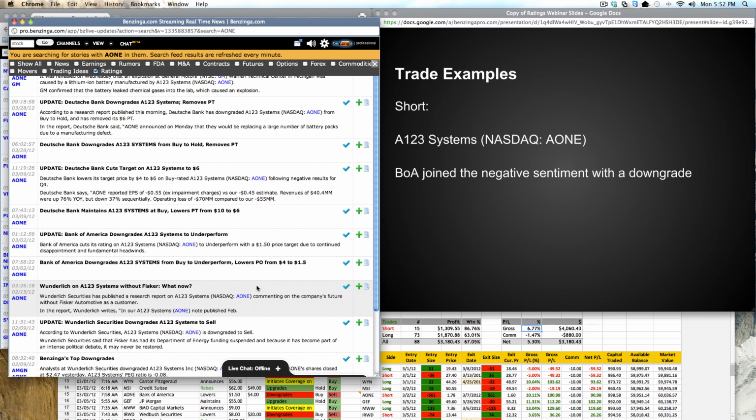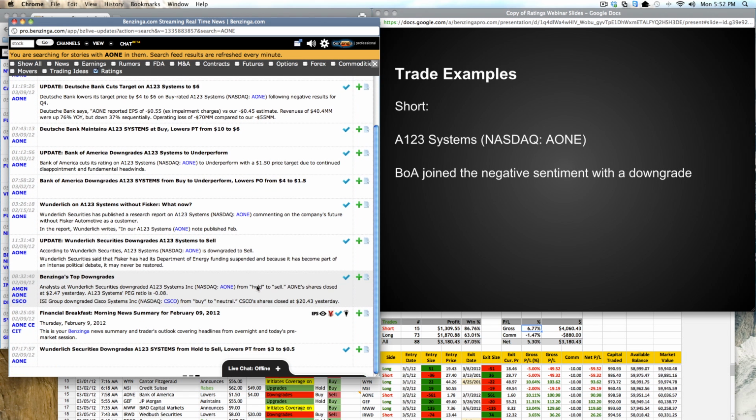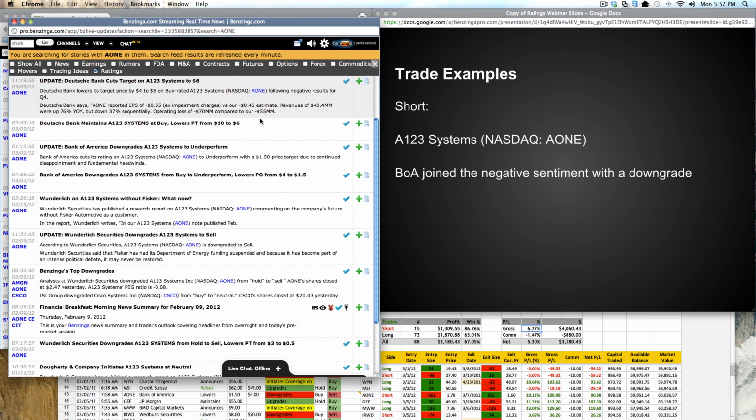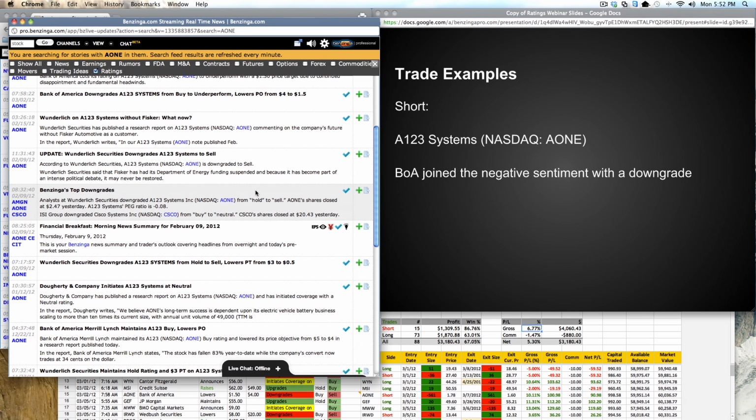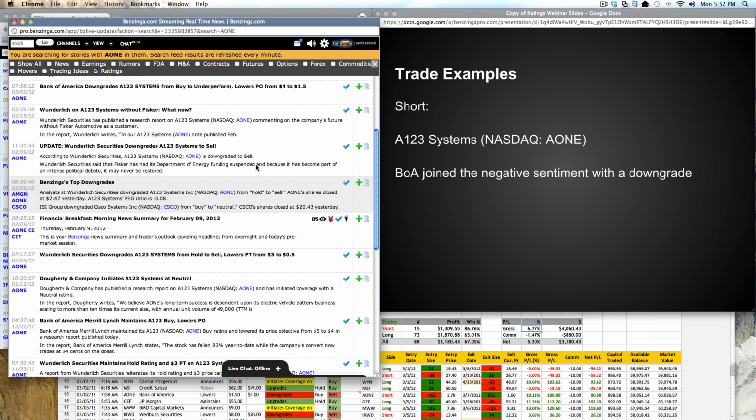We ignored, for the purpose of this presentation, what is in the feed following March 2nd. This is what we had in the feed in terms of analyst ratings on A1 that day. Bank of America had downgraded the stock from buy to underperform and had lowered its price objective from $4 to $1.50 per share. It was a pretty drastic shift to the downside for the outlook on A1.